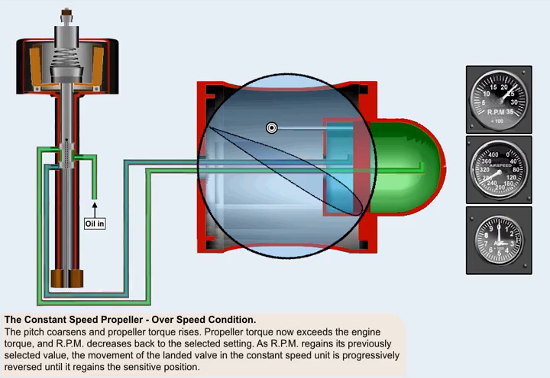As the RPM regains its previously selected value, the movement of the landed valve in the constant speed unit, which directed the oil flow in the first place, is progressively reversed until it regains the sensitive position, where a hydraulic lock holds the position in the pitch change mechanism immovable until the next RPM selection or disturbance in airspeed, altitude, or engine power setting.